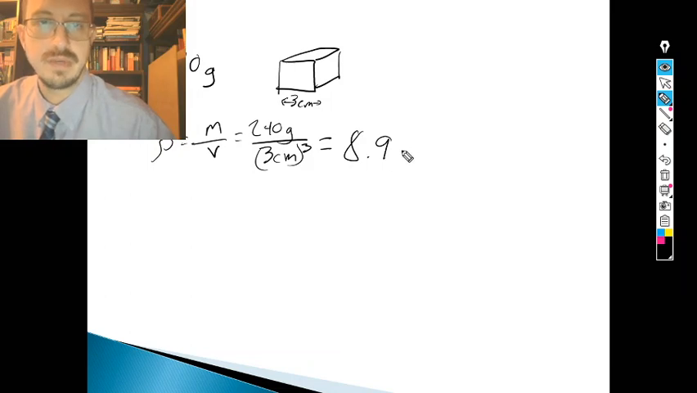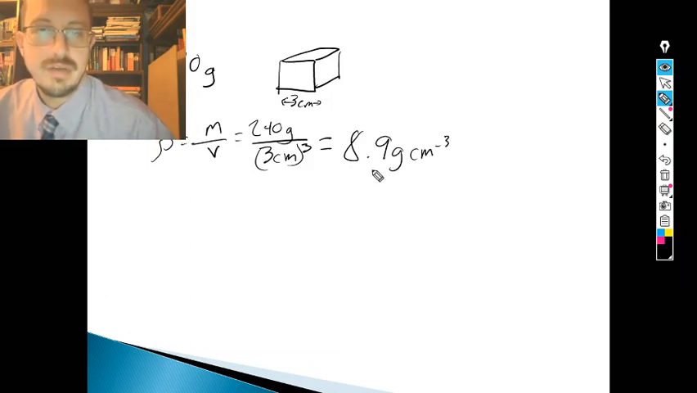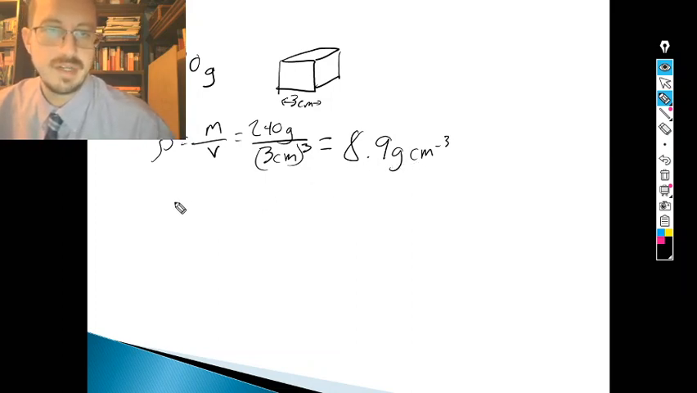Repeat. 8.9 grams per cubic centimeter. Now, you can think about converting this into kilograms per cubic meter, right? It asks for it in kilograms per cubic meter. We have 8.9 grams per cubic centimeter. I'd like to remind myself that centimeters cubed is centimeters times centimeters times centimeters, right?